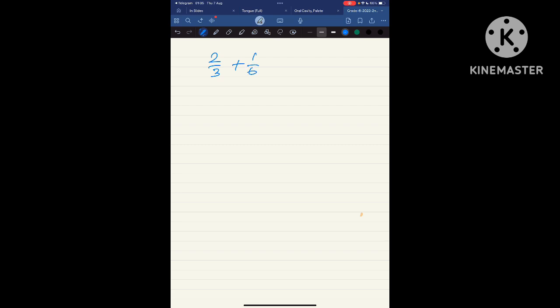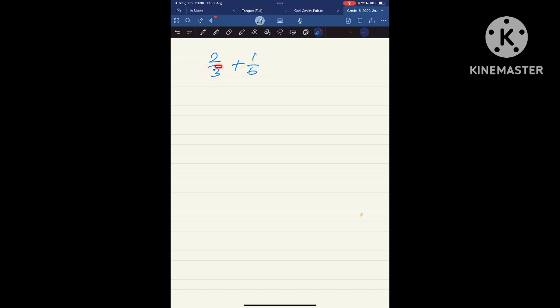1/6. When you are doing this, the first thing you have to notice is that these two are not same. If the denominator is not same, we can't add. We have to make it same. How can I make both same?